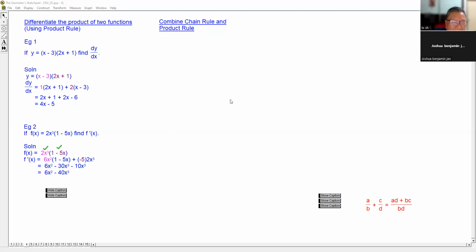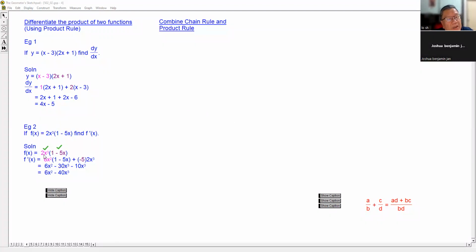Why do I need to do it like this? Because I have two factors. I have two brackets there. So I have to do it like this. You cannot say differentiate this, then differentiate this, and that is the answer. No, not like that, right? Because there's a bracket there.